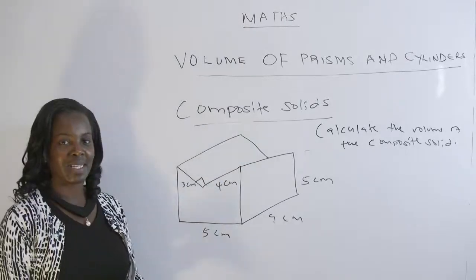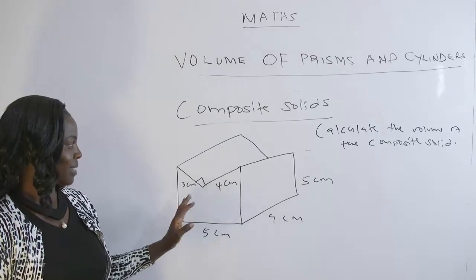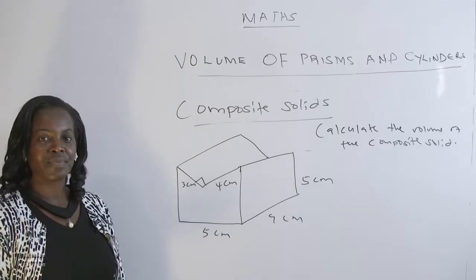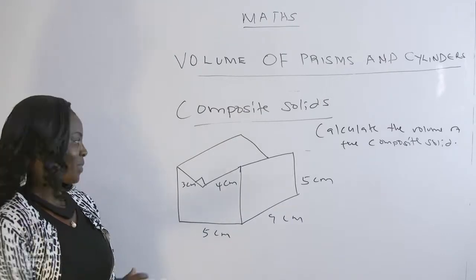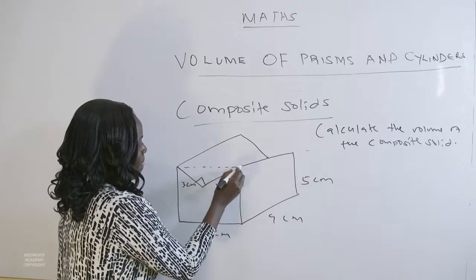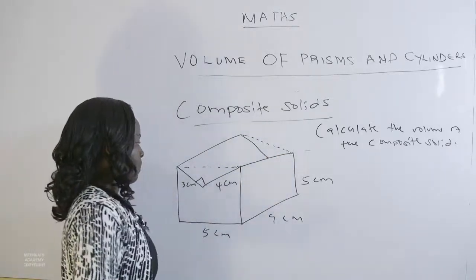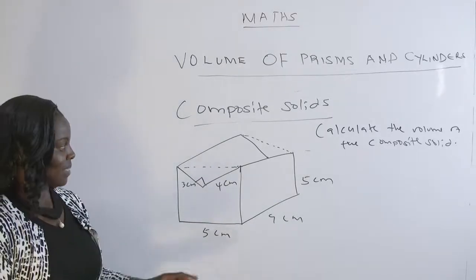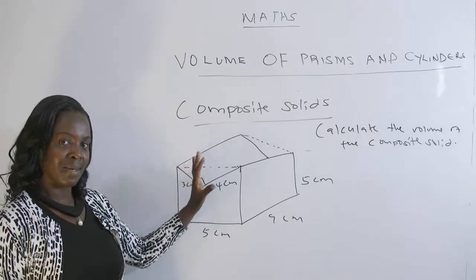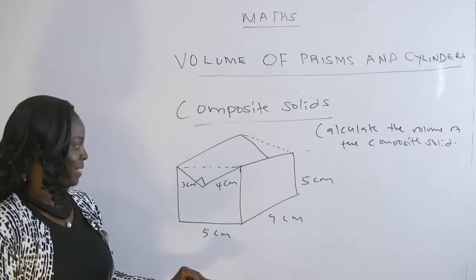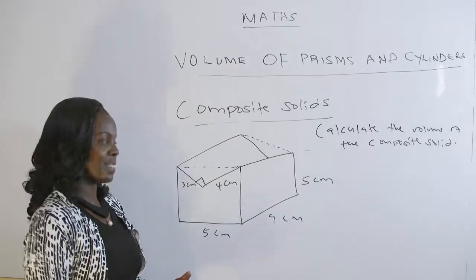Let's look at this other composite solid. If you look at it correctly, you realize that we have here a triangular sort of prism. If we connect here, then we have a rectangular prism. This is a composite that we calculate by subtracting. We calculate the volumes of different prisms, then we subtract. How? If we connect the dots, we'll have a full rectangular prism.